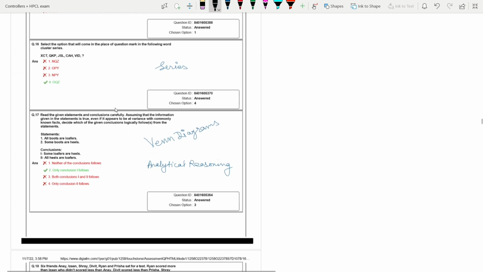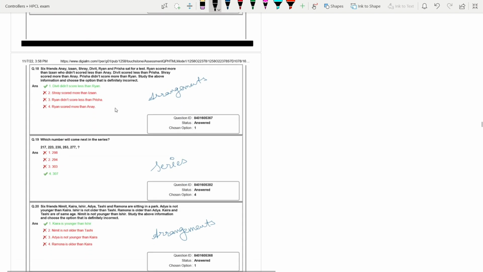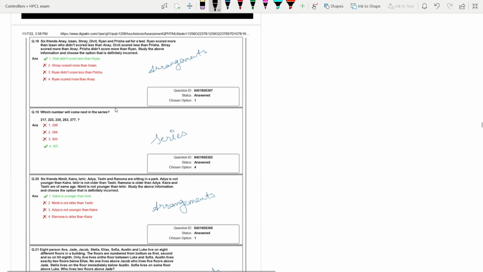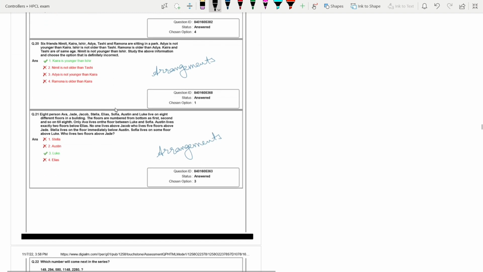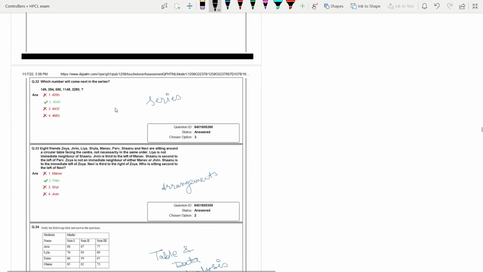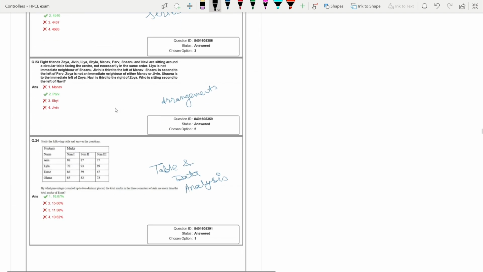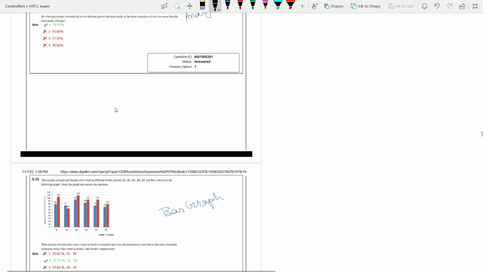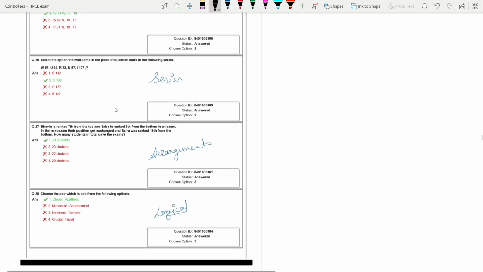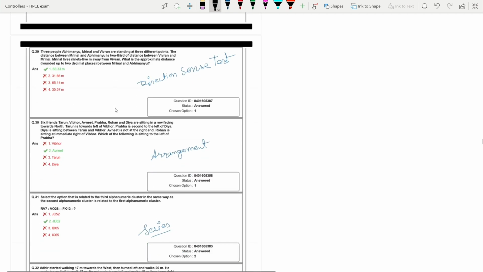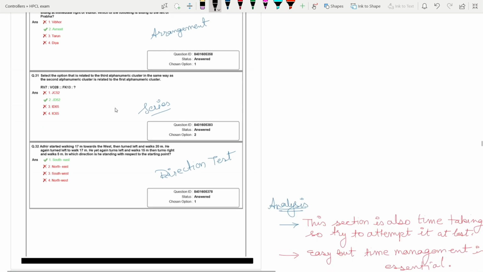Arrangement, series. Again there is analytical reasoning and Venn diagram questions like statement and conclusion based questions. The next one is again from the arrangement, and yeah, series questions are also observed. The next one again arrangement, series, arrangement. Yeah, you can just pause the video and see all those questions and try them on your own. They will be very helpful for you. Okay, table and data analysis. Again the bar graph is given over here. Series, arrangement, logical reasoning, direction sense test, arrangement, series, direction sense.